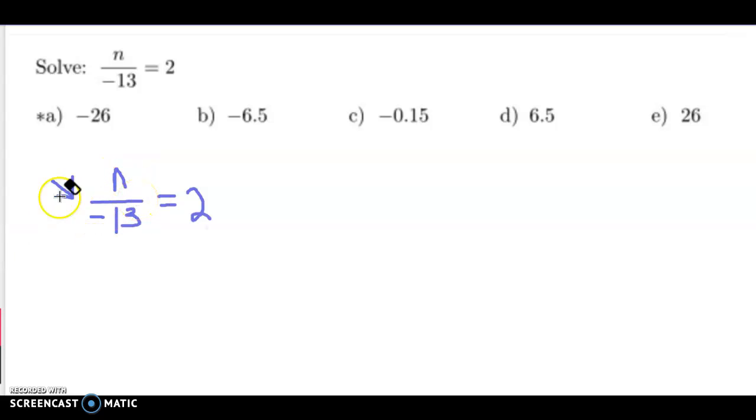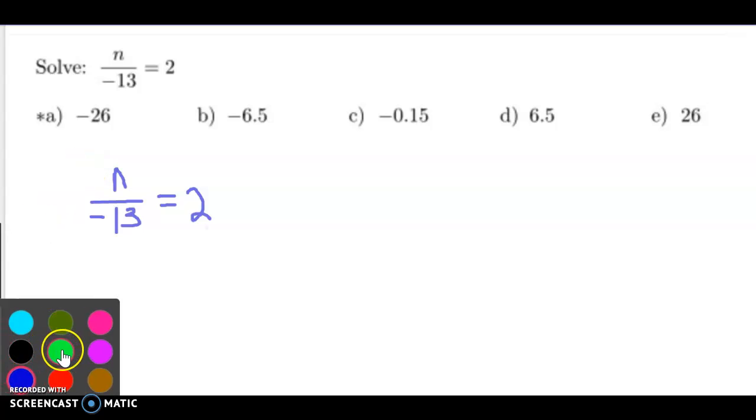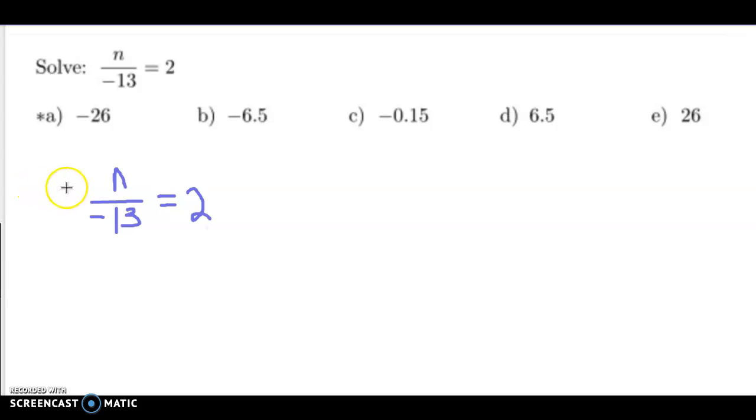So whatever I'm dividing by, which in this situation is negative 13, is what I'm going to multiply both sides by. So I'm going to make a dot. I'm going to put negative 13 here. Anything I do to one side, I have to do to the other. These 13s on this side will cancel out because negative 13 divided by negative 13 is just 1.